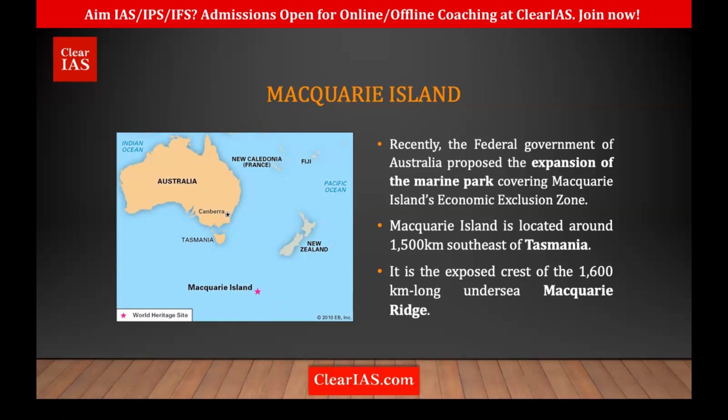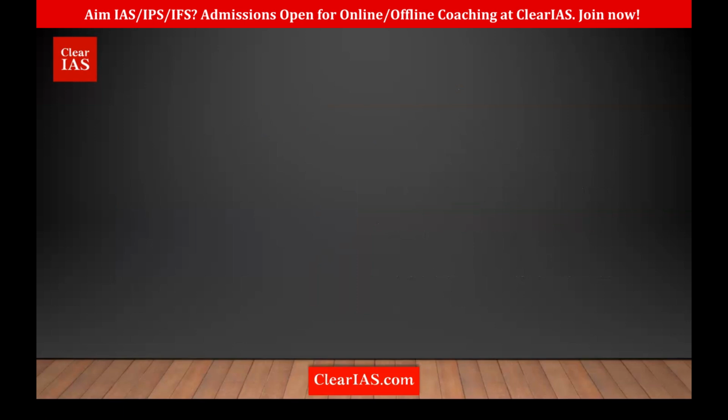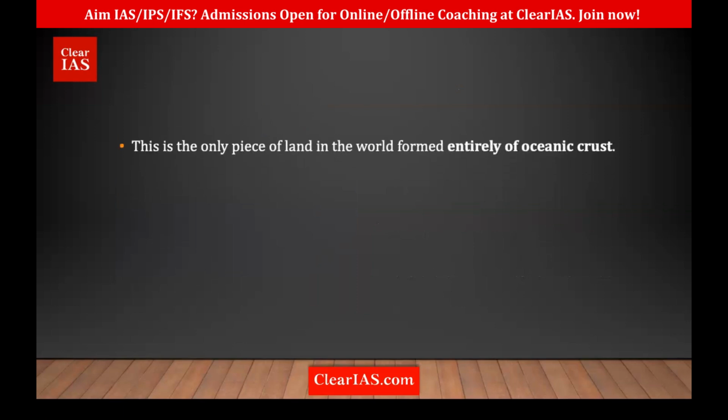Okay, the crest part. What is crest? The highest point of a what? Arch or what? A hill. That is crest. So if we're talking about a ridge, the top point of the ridge is exposed. So why is Macquarie Ridge significant? This is the only piece of land in the whole world which is formed entirely of oceanic crust. One point is it is totally formed of oceanic crust.